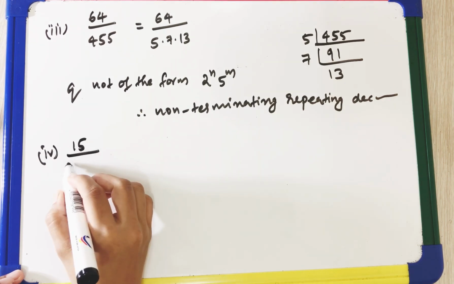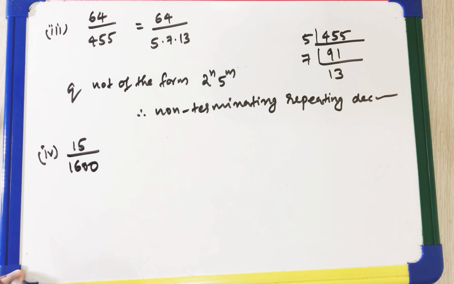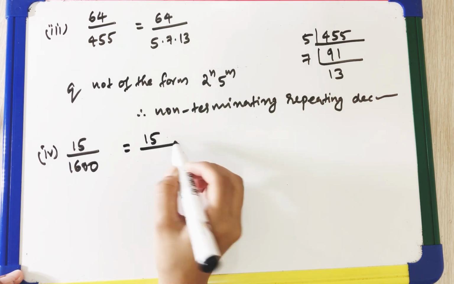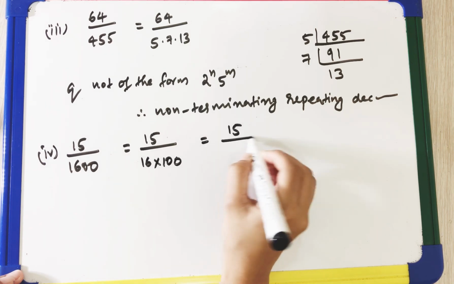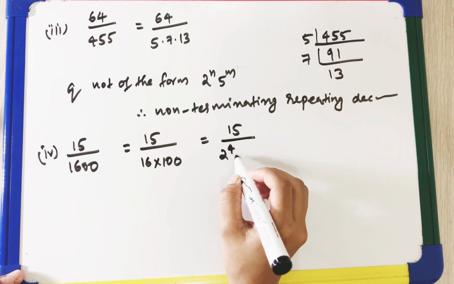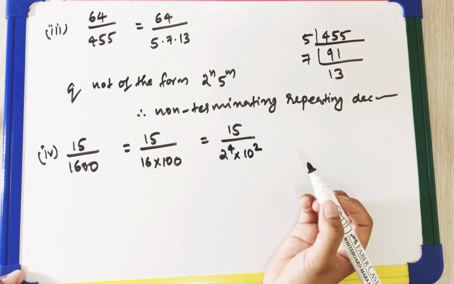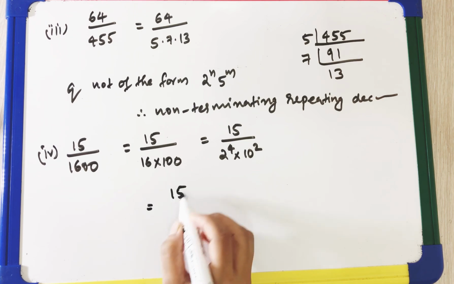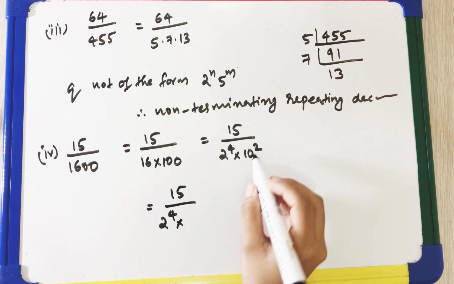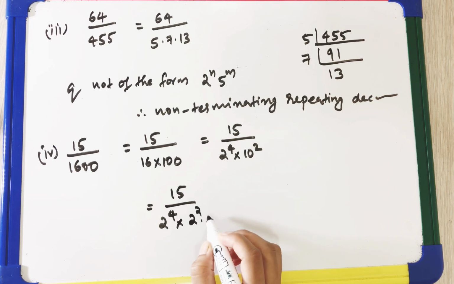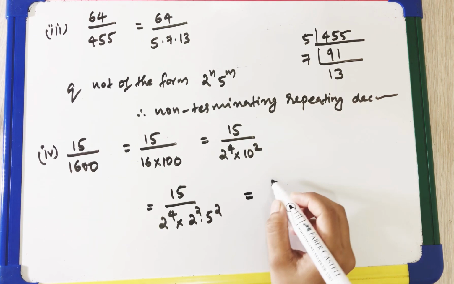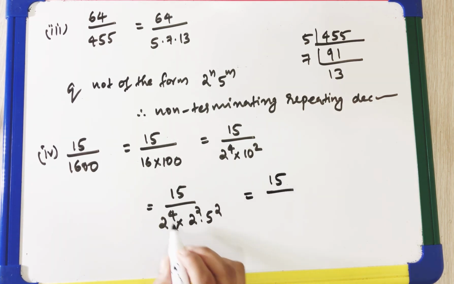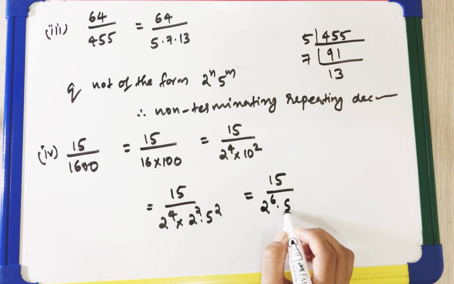15 by 1600. Now see, it is 15 by 16 into 100, or we can write 15 by 16 is 2 raised to 4, into 100 is 10 square, which is equal to 15 by 2 raised to 4 into 10 square is 2 square into 5 square, which is equal to 15 by 2 raised to 4 into 2 square, which is 2 raised to 4 plus 2, 2 raised to 6 into 5 square.